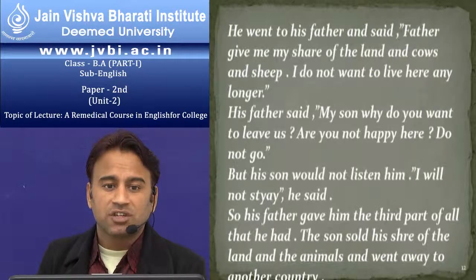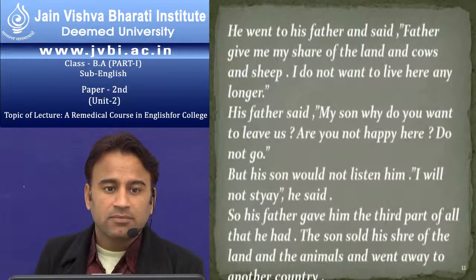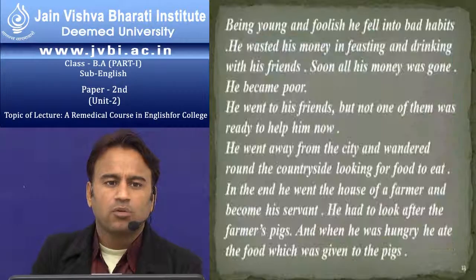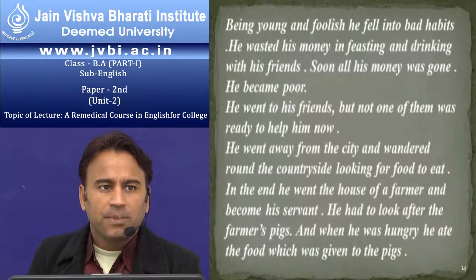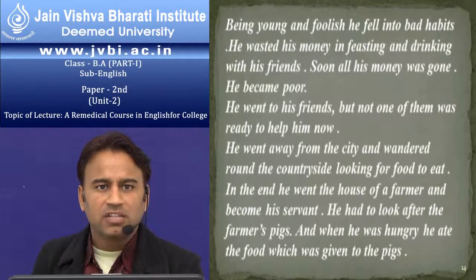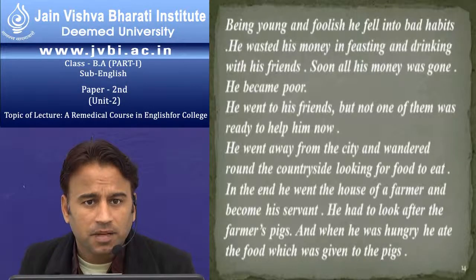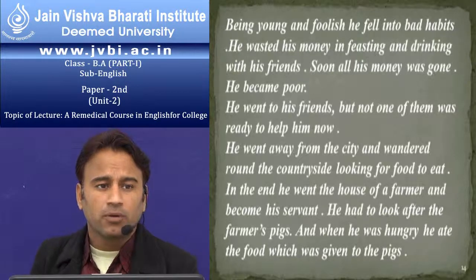The son sold his share of the land and the animals and went away to another country, to the city side. And there he spent all his money. He did not take an interest in the field or in his father's field. So he sold all his share and went to the city. Being young and foolish, he fell into bad habits. He wasted his money feasting and drinking with his friends. Soon all his money was gone and he became poor.